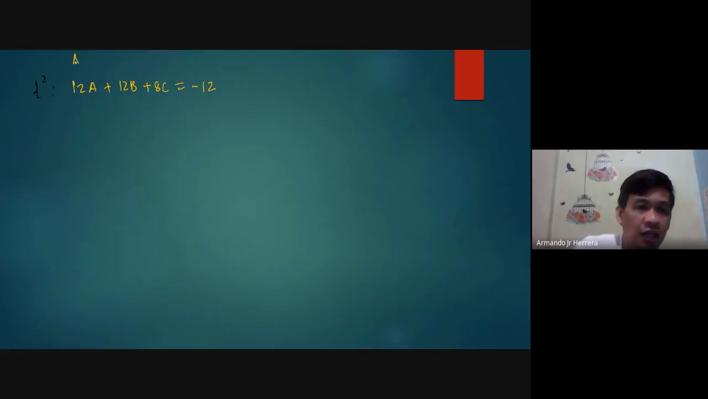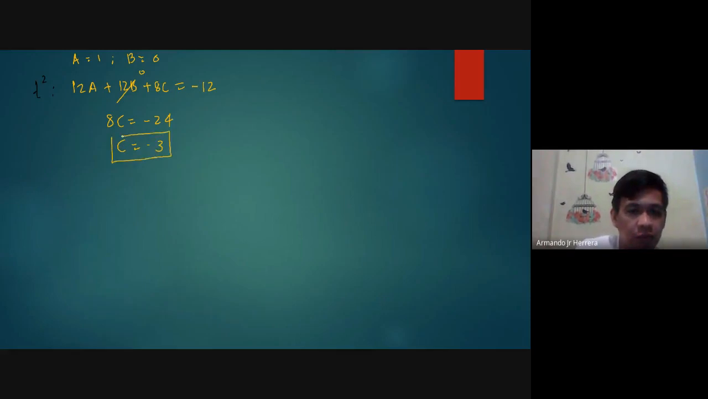So ang value ng a natin ay 1, ang value ng b ay 0. So b is 0, 12 is a, transpose natin, magiging 8c is negative 24. Then c is negative 3. And let's proceed with the next.